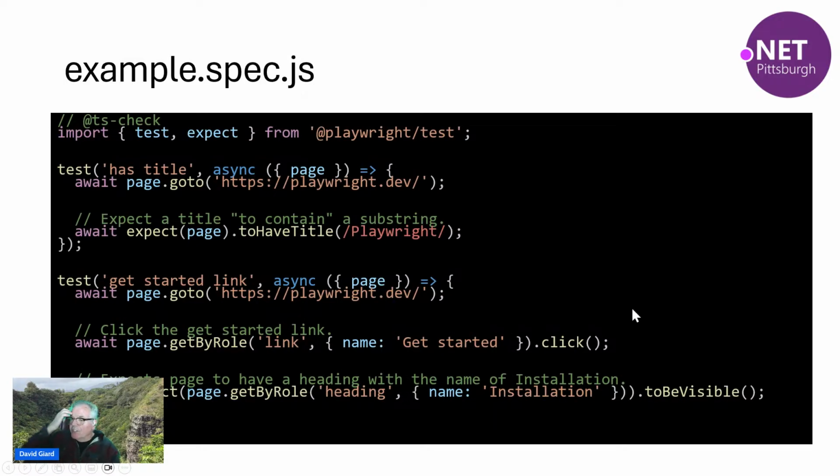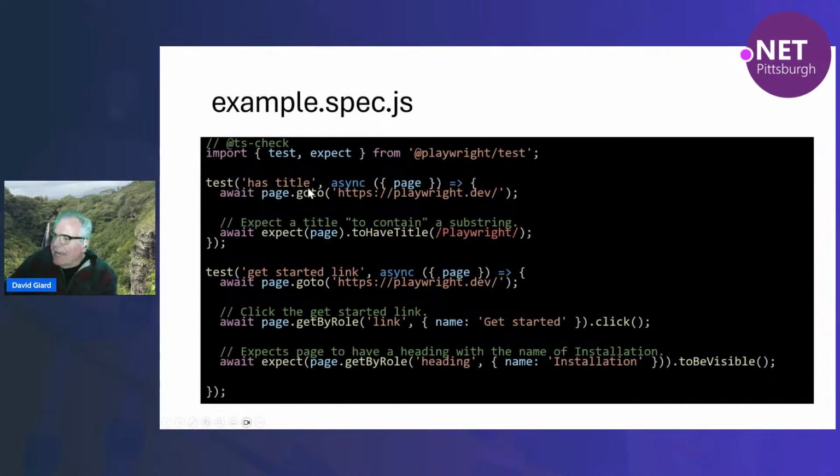But here's the sample one that it creates. Test has title. So we're checking to see that if I navigate to this URL, then we're going to check that there is a title for that URL. And we want to say, okay, expect, I'm sorry, this is actually the navigation. Page.goto. This is the name of the test. This is a TypeScript method right here.